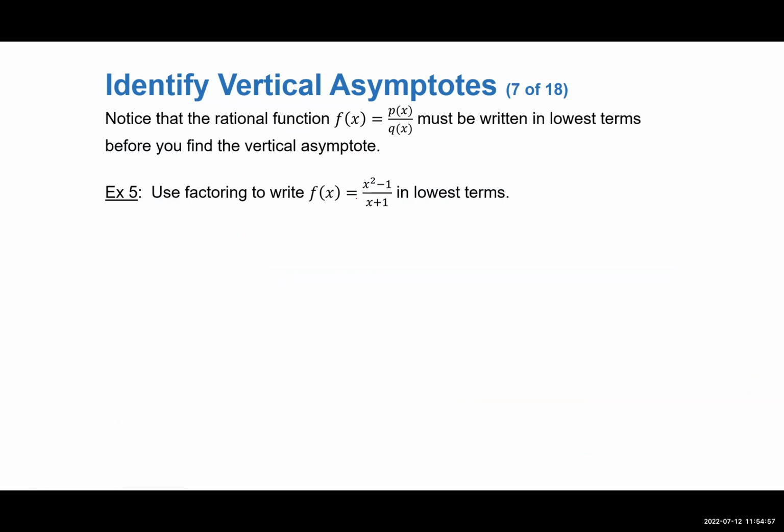All right, so we're going to have some practice on example 5. Notice that when you have a rational function, it has to be written in lowest terms before you can find the vertical asymptotes, because sometimes factors can cancel each other out. So for example, we have this numerator that is x squared minus 1, but you can factor that, and that's going to be x minus 1, x plus 1.